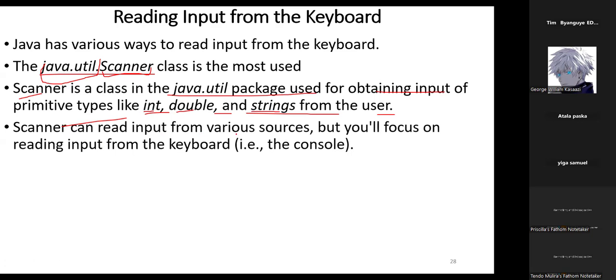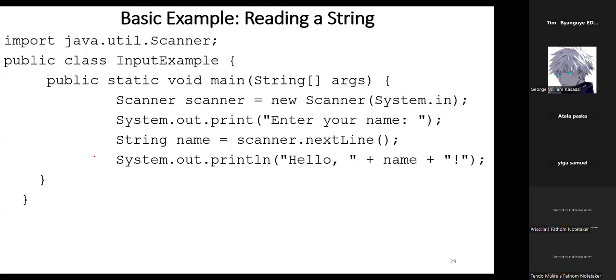It can read inputs from various sources, but for now we're going to focus on reading inputs from the keyboard, which is apparently the console, that black interface where we usually see the code running. So this is a program that demonstrates how you can pick inputs from the user. I guess there's one more example ahead, but I'll explain this and see if we should explain the second one as well. To use the Scanner class, we need to import it.